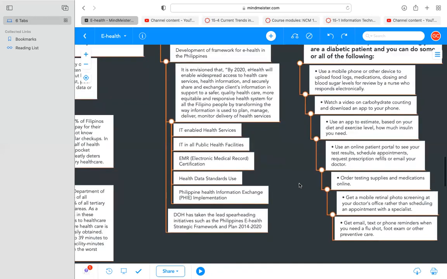Also, more strategies were developed on health data standards, use, and also proper implementation of the Philippine Health Information Exchange system. So DOH has taken the lead, spearheading initiatives such as the Philippines e-health strategic framework and plan from 2014 to 2020.